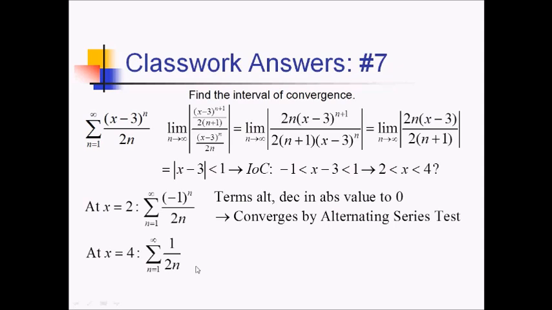But an easier way to do this would just be to factor a 1/2 outside the series, like so. And now what's left inside the series is clearly the harmonic series, which we know diverges. So that's a very quick way of proving that this diverges without using limit comparison. So then our final interval of convergence, we're going to have 2 less than or equal to x less than 4.